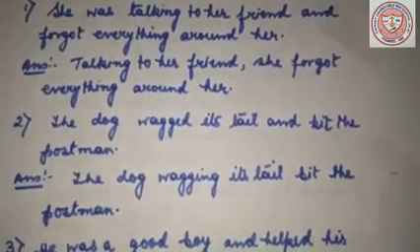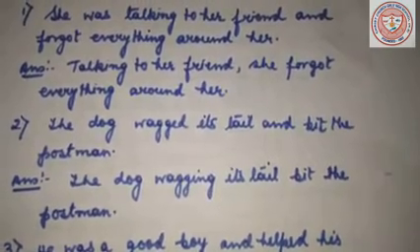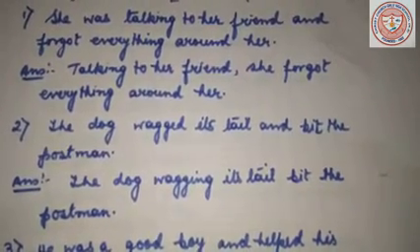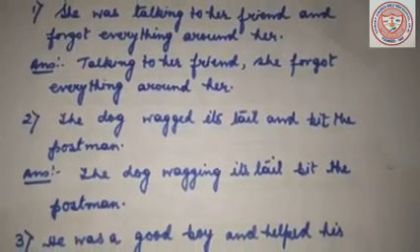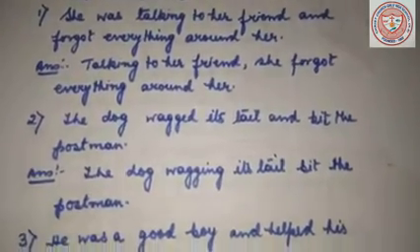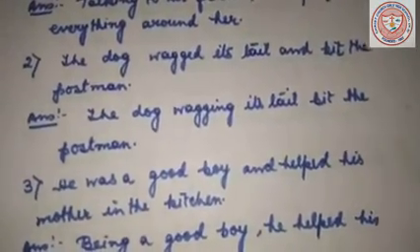So talking is a verb. As you can see, talk plus ing, that is a verb form. And talking to her friend. Who she was talking to? She was talking to a friend. So it is acting as an adjective in the sentence. Okay. So it is the use of participle in such a way.